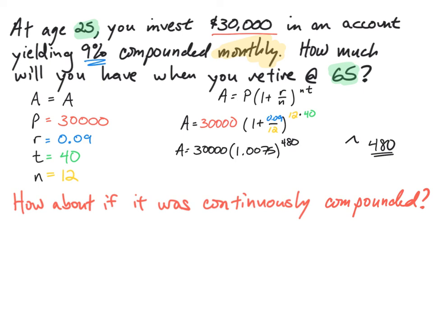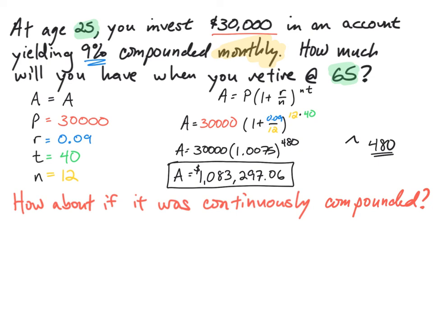So if you figure this portion out first and then multiply it by 30,000, you get $1,083,297.06, which is just a lot of money to think about. So that's pretty sweet.